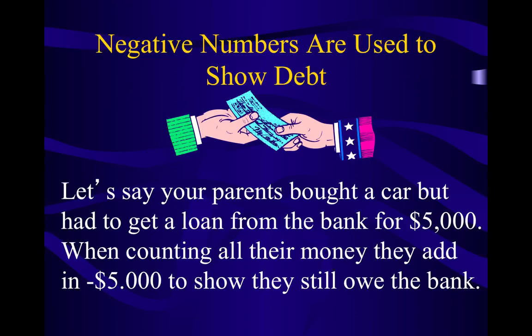Also, debt is a good example of negative numbers. So if you borrow $5,000 from the bank, that means you'll end up owing them $5,000. That is represented by a negative $5,000.